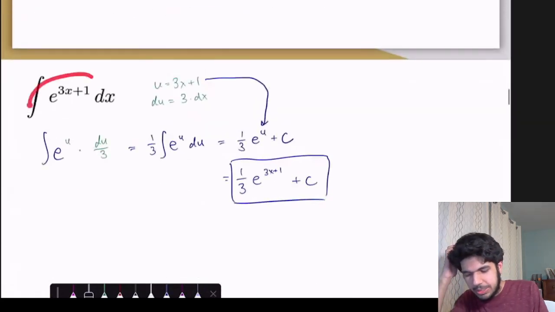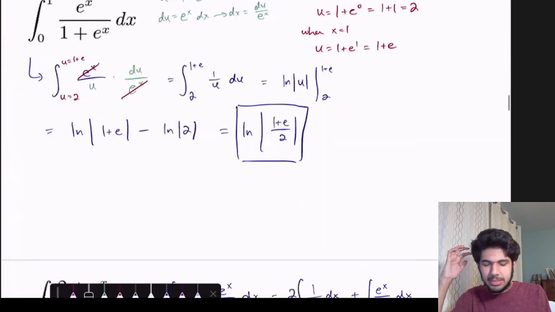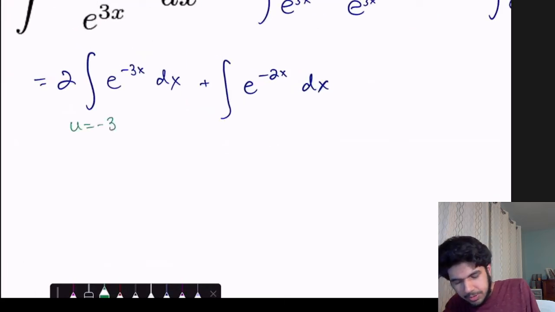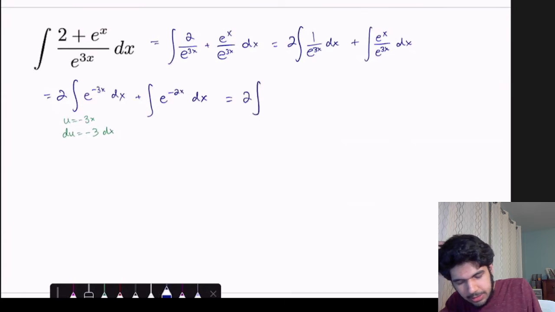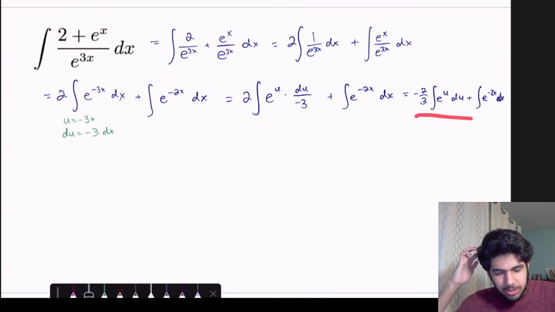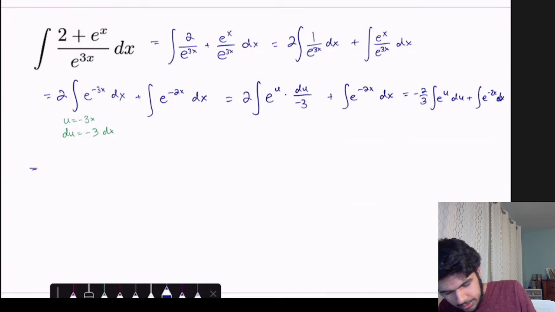That feels kind of similar to what we did up here. It'll require a u substitution, but that's not too bad. So let's handle the first integral, and then we'll do the second. So we'll let u equal negative 3x, du equals negative 3 dx. So now we have 2 times the integral of e to the u times du over negative 3, and we're still tagging along this integral. So that's going to equal negative 2/3 times the integral of e to the u du plus that other integral of e to the negative 2x dx. And now we can handle this integral of e to the u. We know that's just e to the u. So we're left with negative 2/3 e to the u plus this other integral, e to the negative 2x dx.